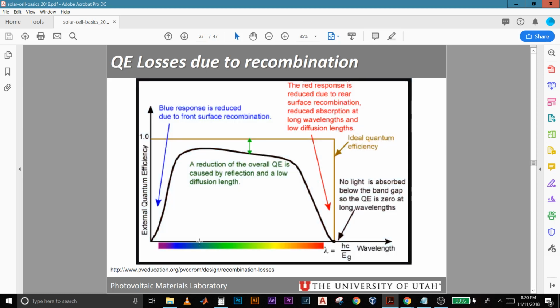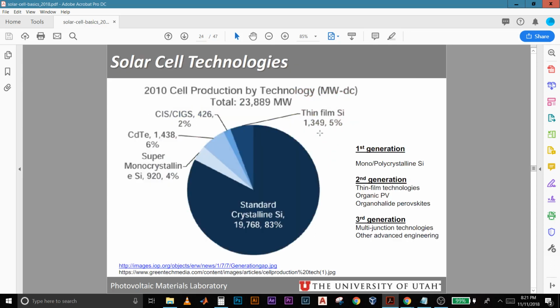And obviously, that's not possible because all different wavelengths of light are not absorbed in the same manner, or they have different types of effects when it comes to material photon interactions. There is a reduction in the blue band due to front surface recombination, and there's a reduction in the red response due to rear surface recombinations and absorption of long wavelengths. And there is also a reduction in the overall quantum efficiency caused by reflections and low diffusion length and so on. So we never get a box curve like this, the ideal box curve, we get something like this. So these are also losses that we have to take into account when designing devices.